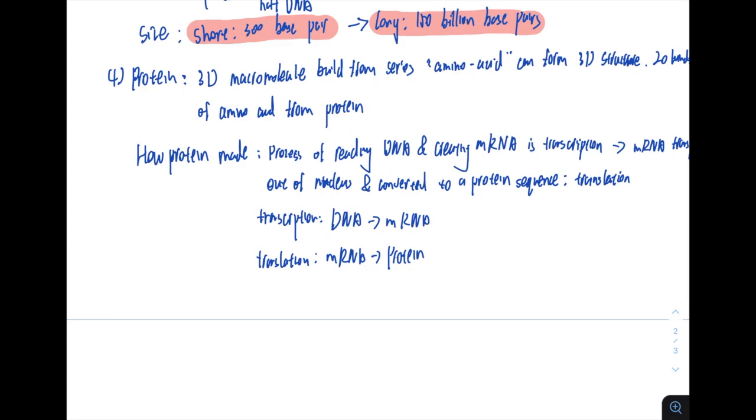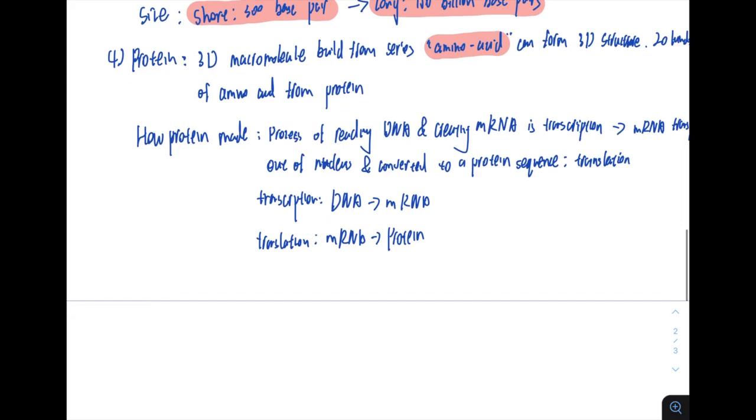So what is protein? Protein is a 3D macromolecule built from a series of amino acids, which can form a 3D structure, and 20 kinds of amino acids can form protein. So we know amino acids, right? Adenine, thymine, and so on. So how is protein made?